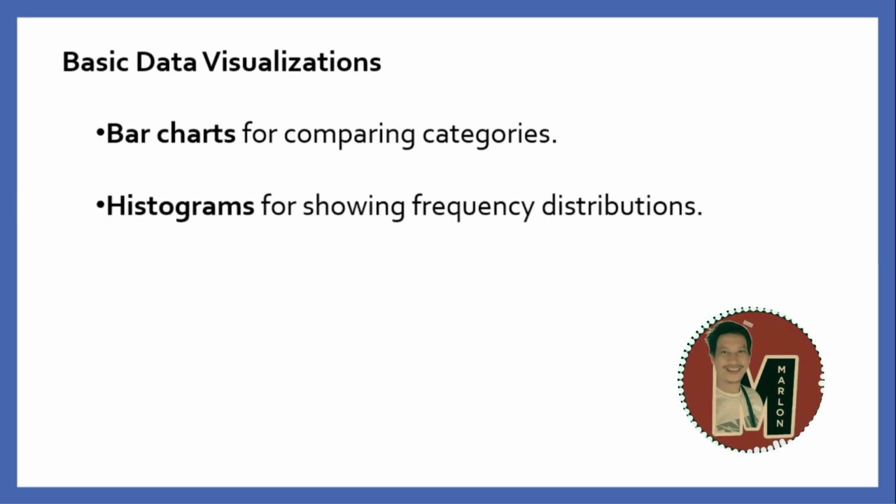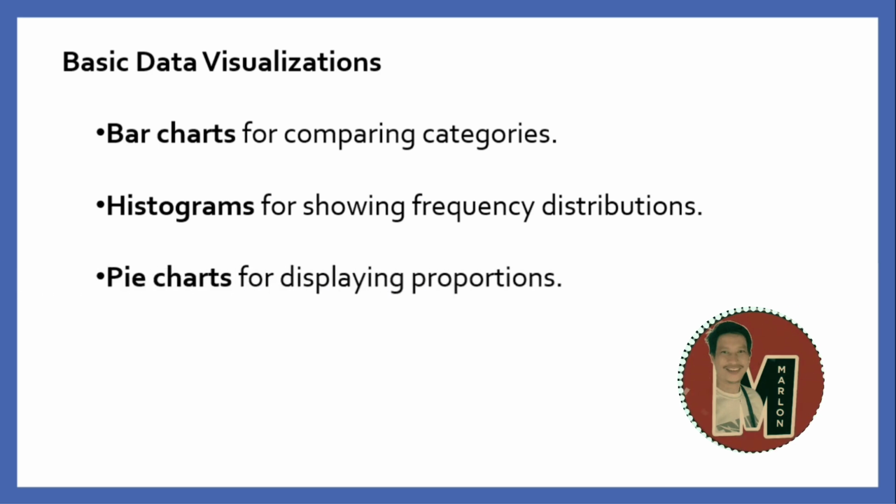Histograms for showing frequency distribution. Histograms display the distribution of datasets, showing how frequently values occur within a range. For example, a histogram showing the distribution of students' scores on a test with score ranges on the x-axis and frequency on the y-axis.